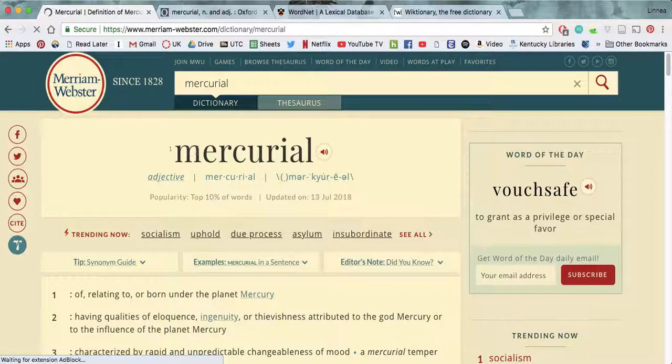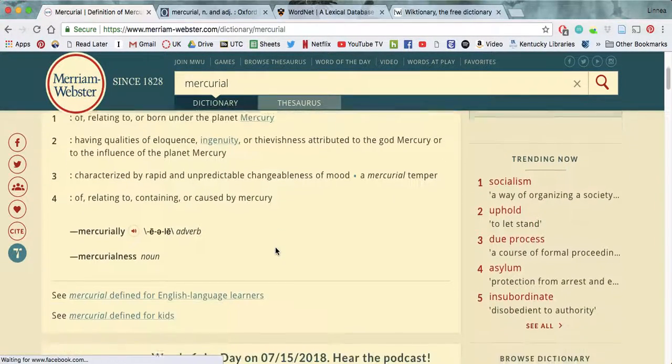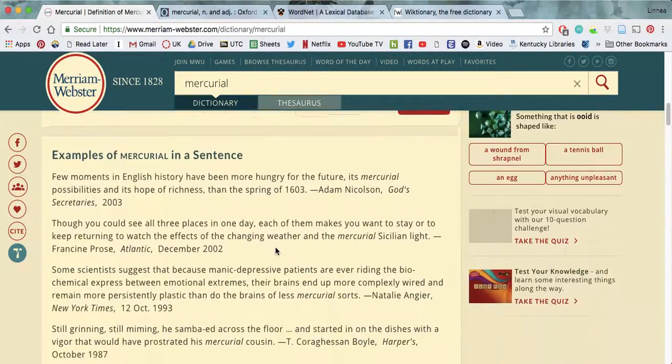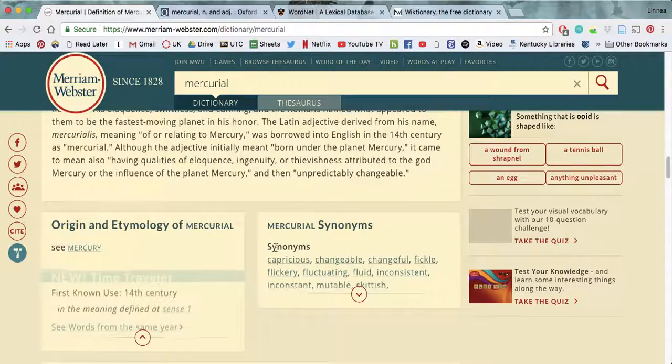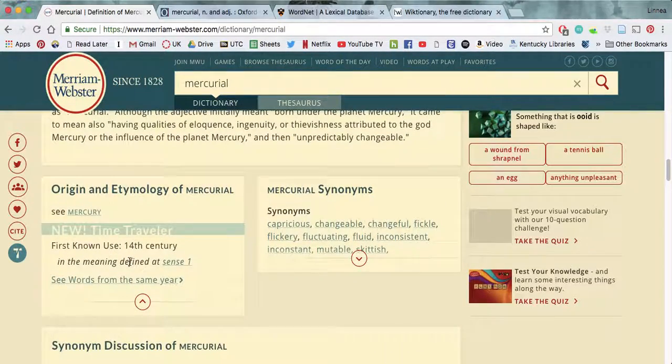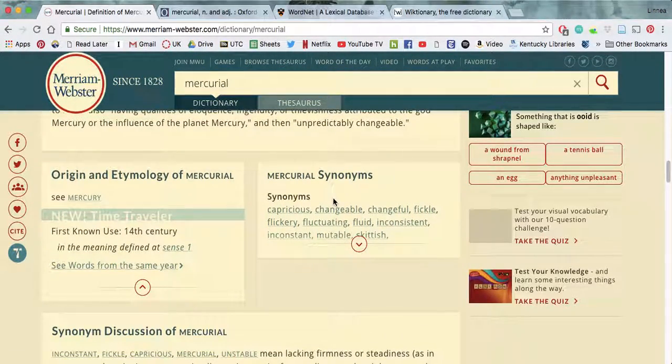Okay, we see the word, the part of speech, and the pronunciation. We have some definitions, and we have some uses of the word in context. If we scroll a little further, we see a little bit of etymology, not much, and some synonyms.